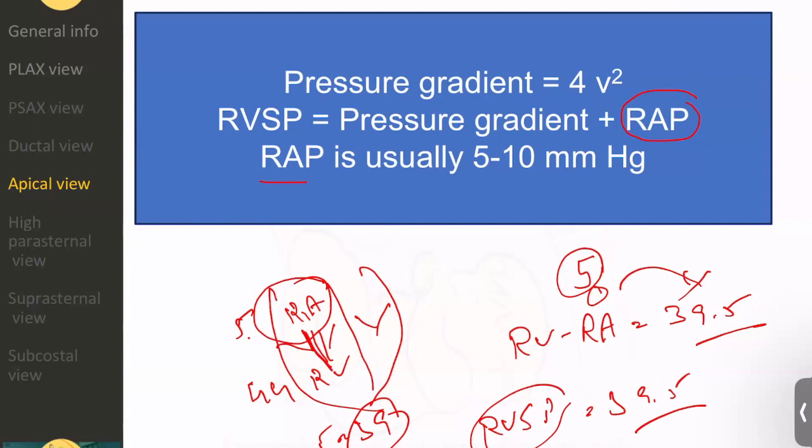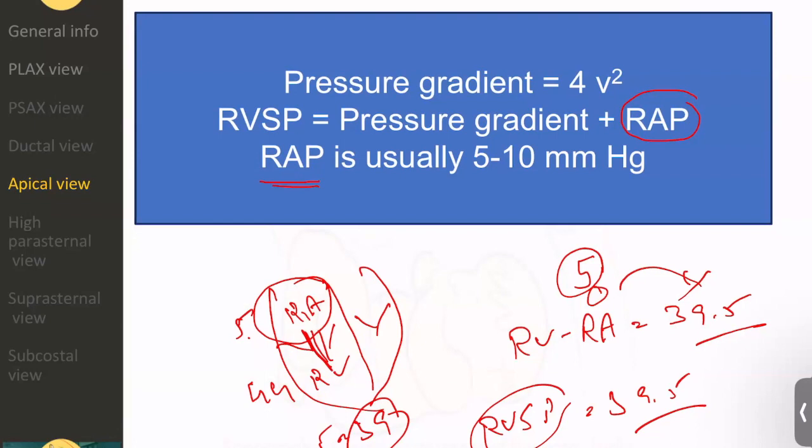So that is the RAP, which is the right atrial pressure. So I repeat, till now we have learned that in the parasternal long axis view, we used to take the aortic root diameter. We can take the LA by AO ratio, which is good for the PDA. We can take fractional shortening.